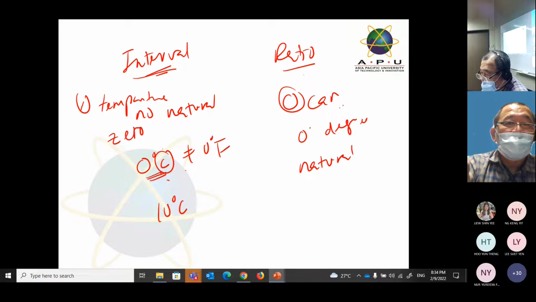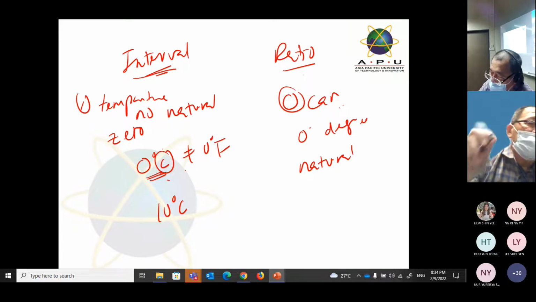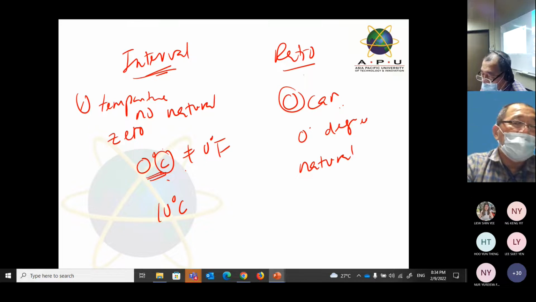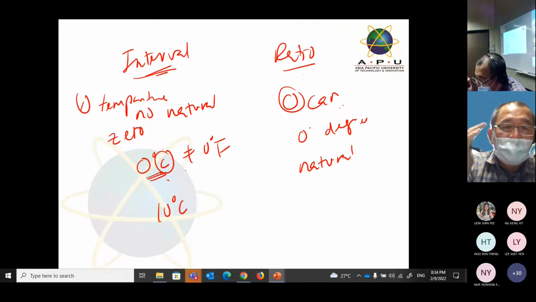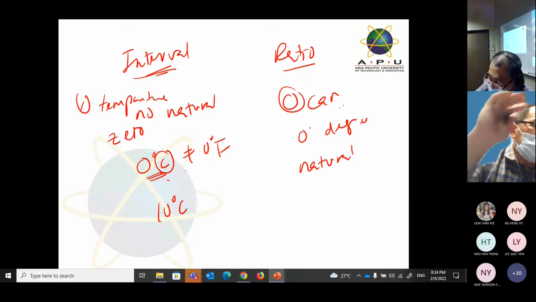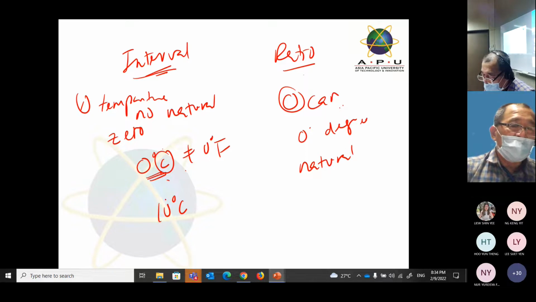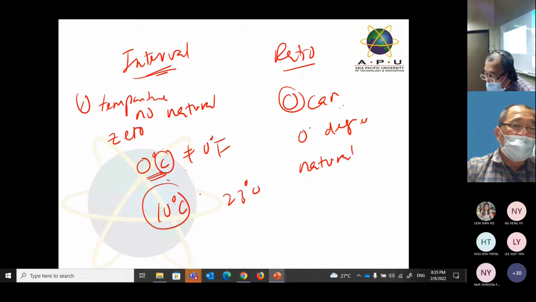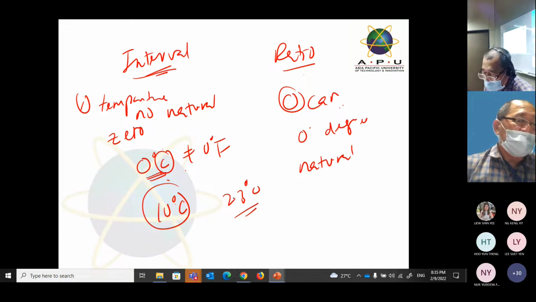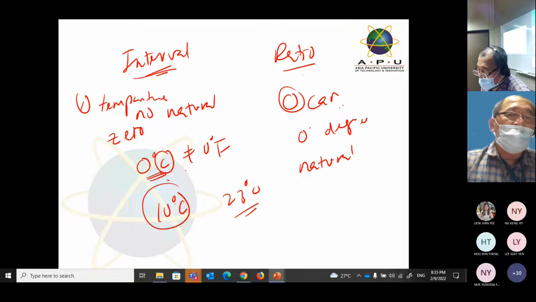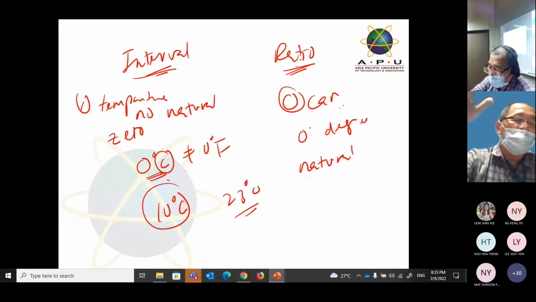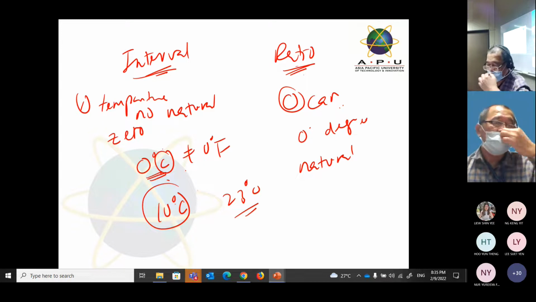So ratio is like something absolute. Absolutely, 0 means nothing. Interval is like relative, right? The number is still meaningful. For example, we know 10 degrees Celsius compared to 23 degrees Celsius is much cooler. The number is still meaningful, but it's not that high level. Ratio is higher level.